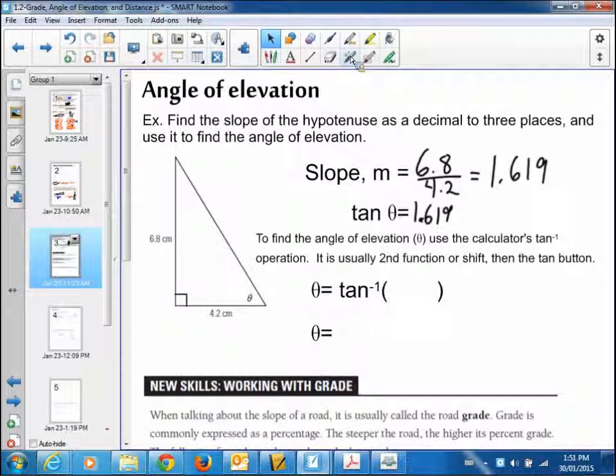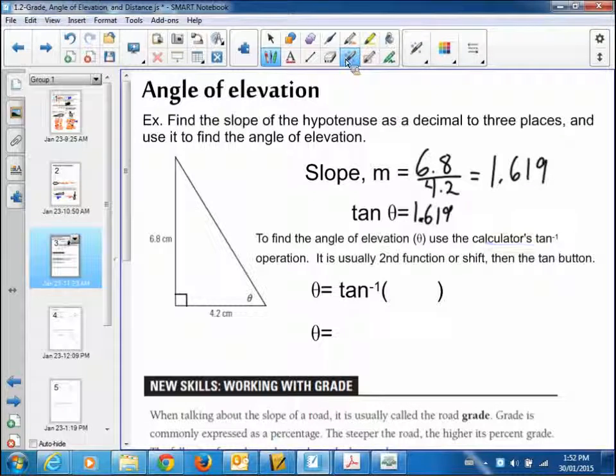Now, I'm going to read what's underneath there. So, no work done. To find the angle of elevation, that's the theta right here, like 30 degrees, 32 degrees, use your calculator's tan minus 1 operation. It's usually the second function or shift, and then you hit the tan button.